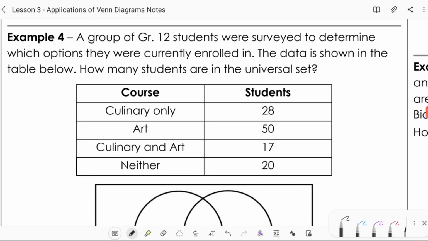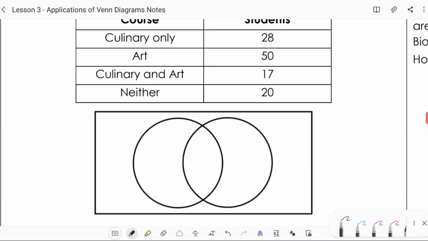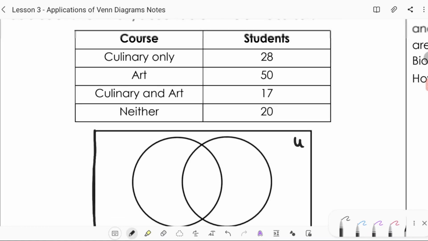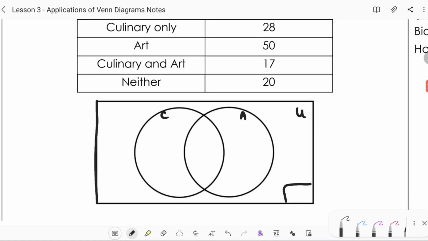Let's go through another example. A group of grade 12 students were surveyed to determine which options they were currently enrolled in. The data is shown in the table below. How many students are in the universal set? So this time they're asking us, essentially, what is the sum? This universal outer set, how many kids fall into the union of culinary, art, or neither at all? Because those are the only places you can be. Either you're in culinary, you're in art, you're in both, or you're in neither.